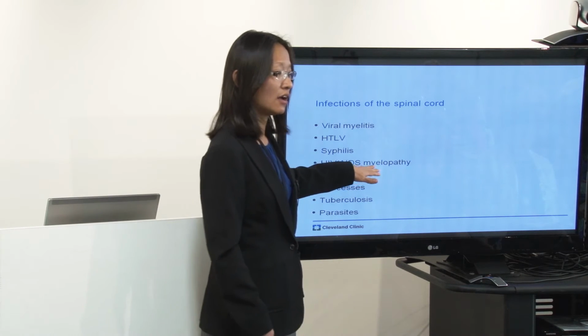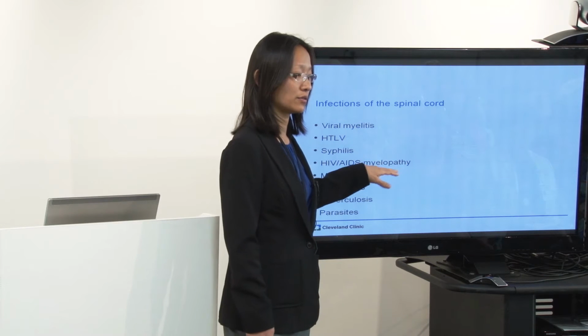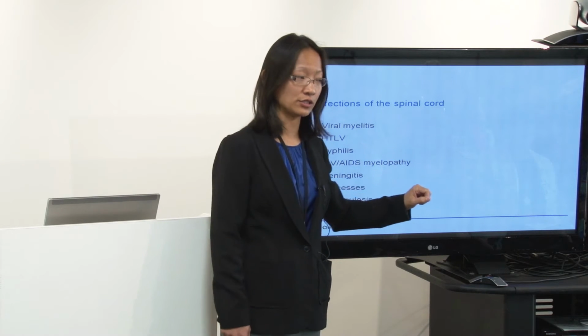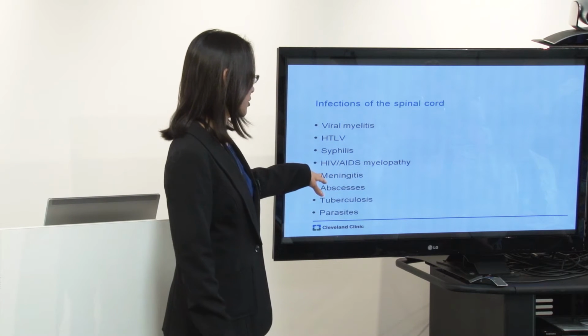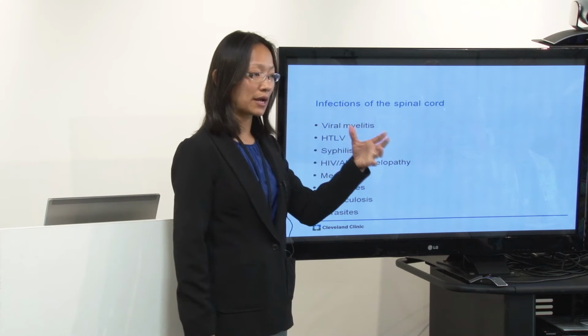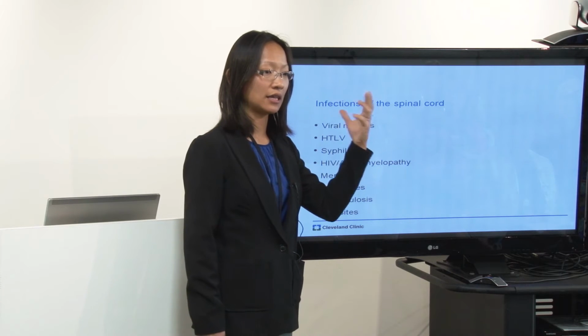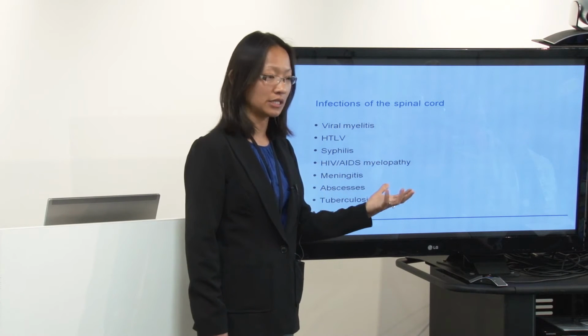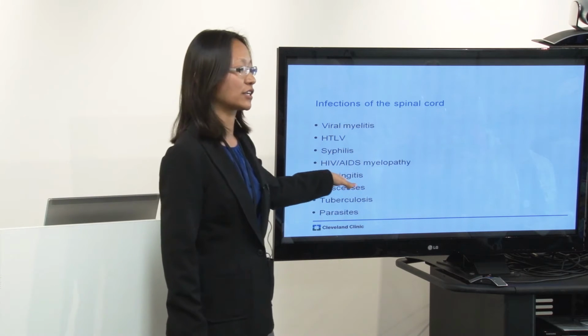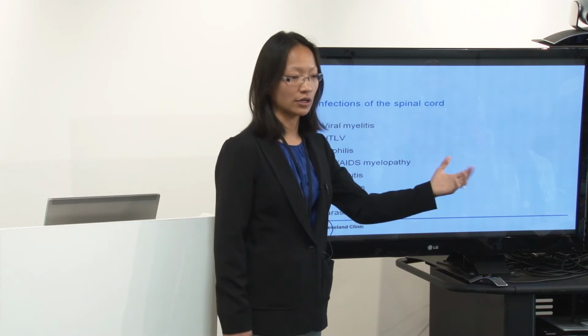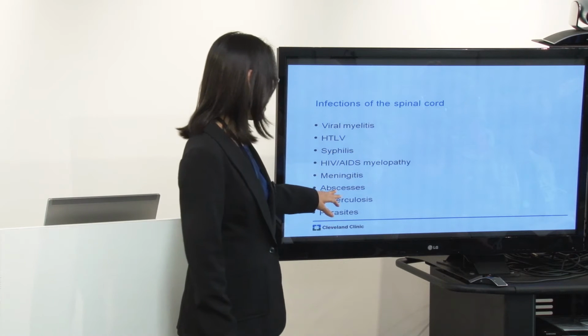HIV and AIDS also likes the spinal cord, so those patients can have a lot of spinal cord injury due to their disease. Meningitis: around your spinal cord and your brain, there's a lining that protects it. Those are called your meninges. And if there is an infection of that, that can also occur in your spinal cord.